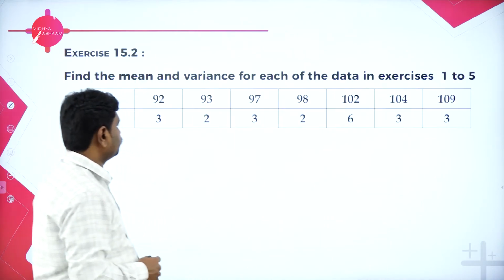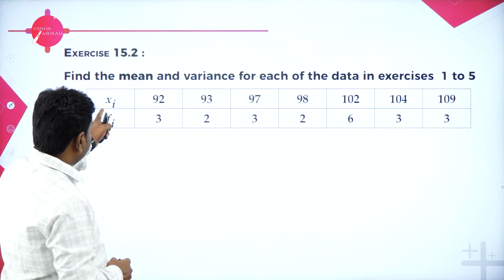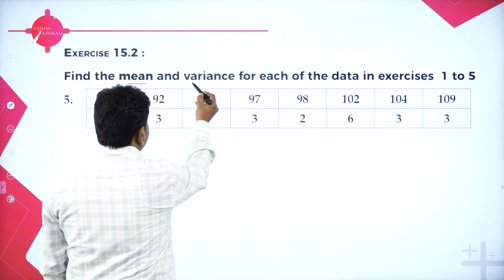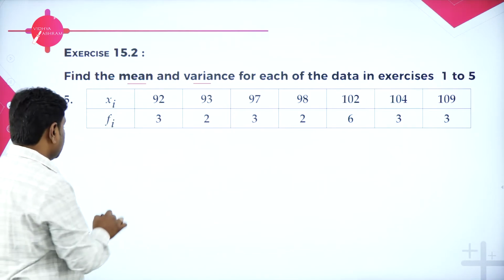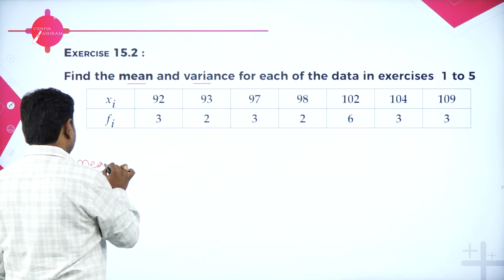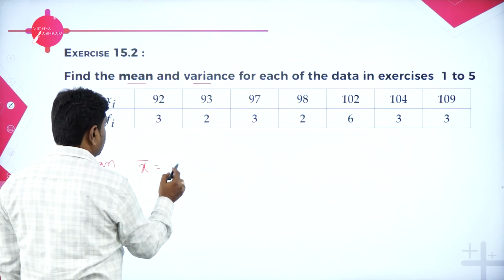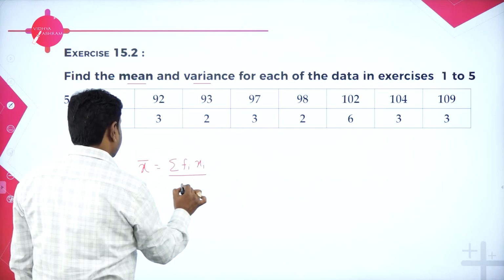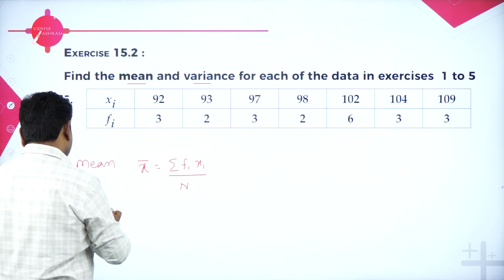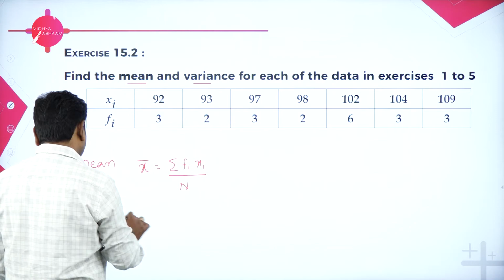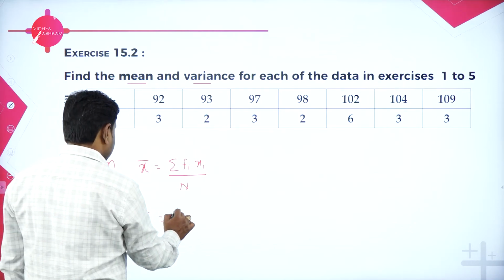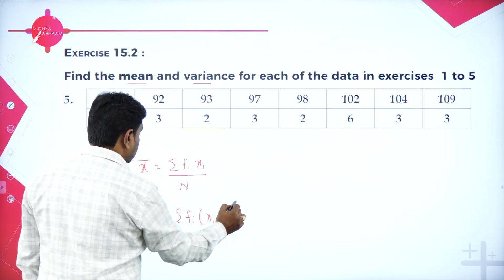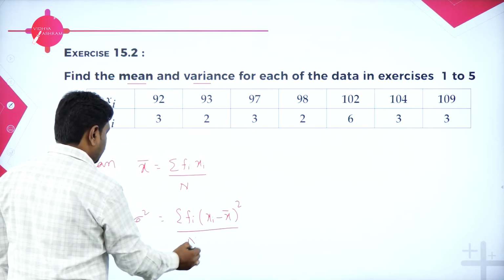Next problem. Again they give xi and frequency, and they want you to find mean and variance. Dear children, what is the formula for mean? Mean is calculated in grouped data as x bar is equal to sigma fi into xi divided by n. And variance is calculated in the form of sigma square is equal to sigma fi into xi minus x bar the whole square by n, or 1 by n into.